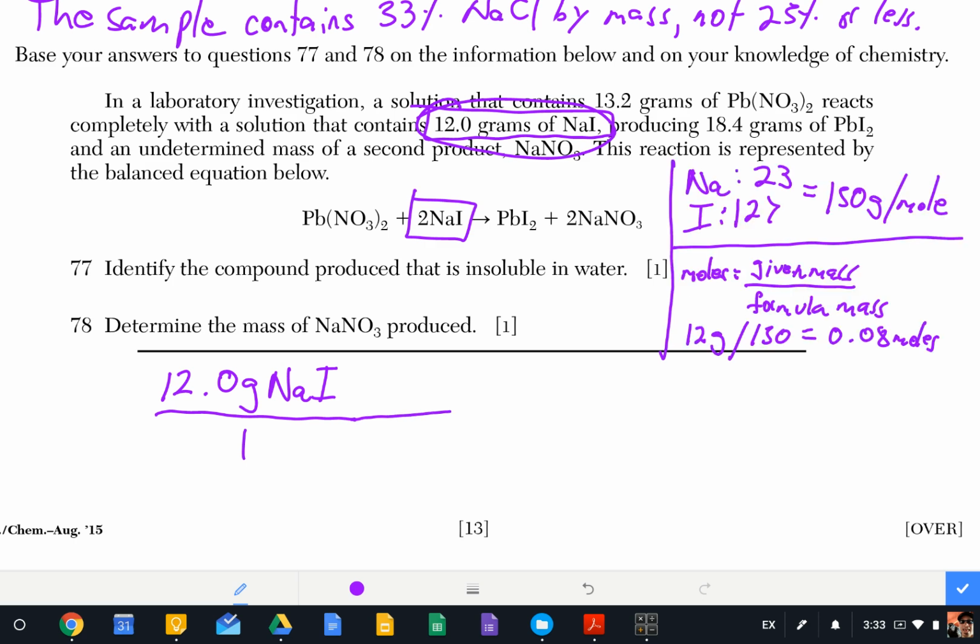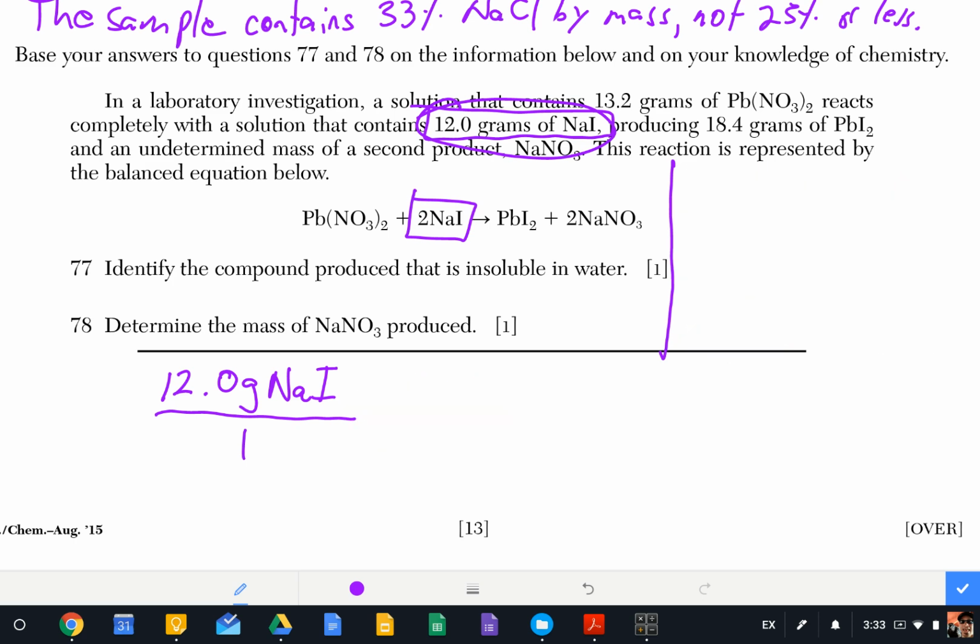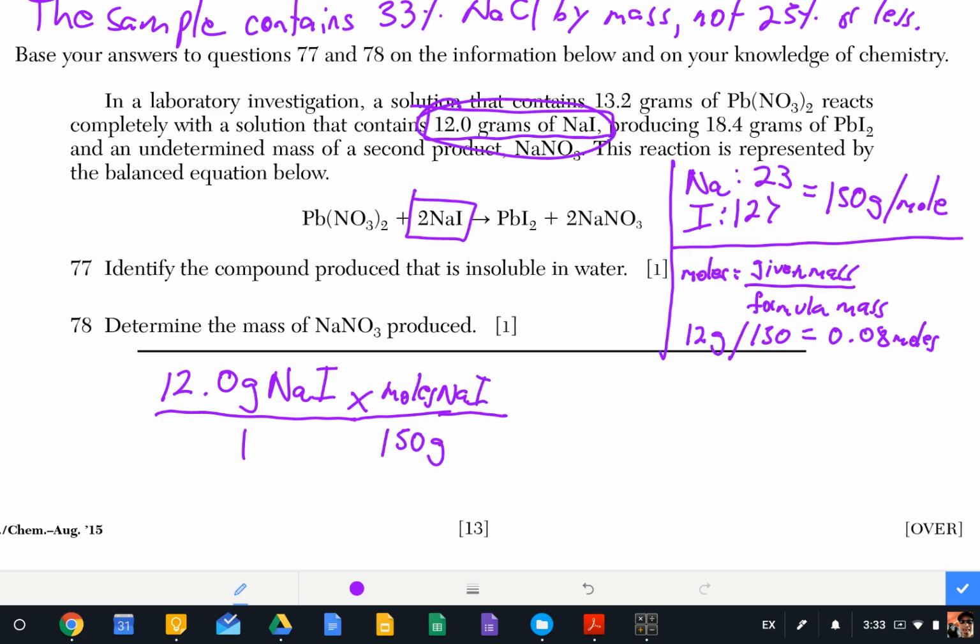Oh, and I actually could have done that within here. I could have said the number of moles of sodium iodide is found by dividing by 150 grams. Continuing. So now we've got two fractions, but we have to keep going because they want us to find the mass of sodium nitrate produced.